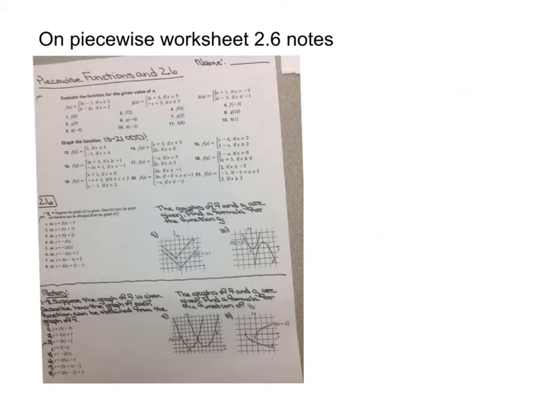So I need you guys to pull out your piecewise worksheet, and if you notice down here at the bottom it says 2.6, and you're looking for this part where it says your notes, okay? Those are the questions we're going to be looking at right now. So the directions at the bottom say, suppose the graph of f is given. Describe how the graph of each function can be obtained from the graph of f.